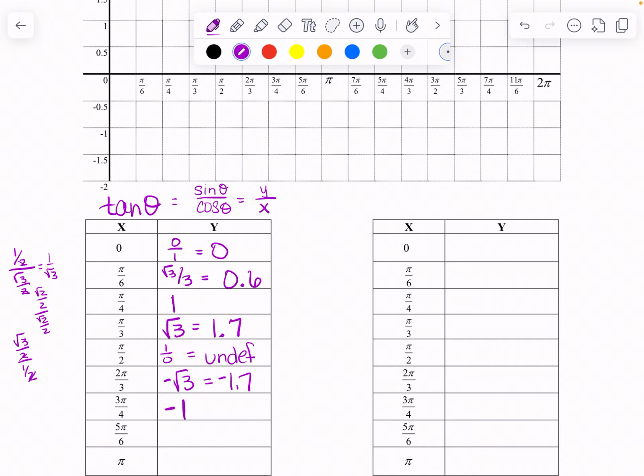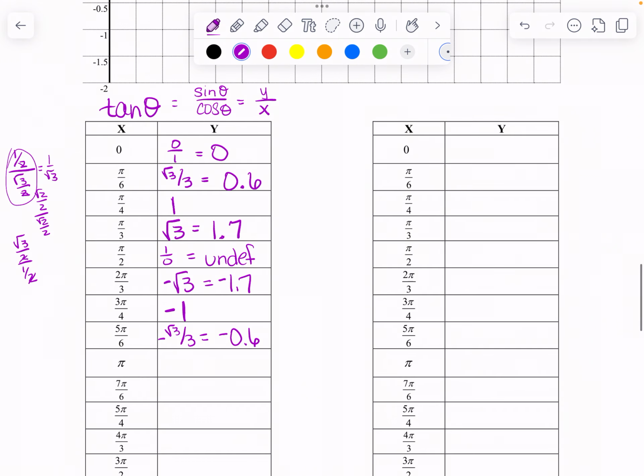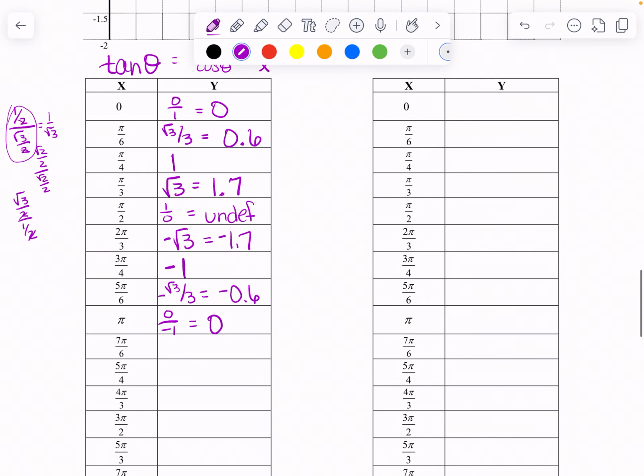Okay. 5 pi over 6 would be 1/2 over that root 3 over 2. So that's this guy again. So I get root 3 over 3 negative. So he's negative 0.6. Pi, 0 over negative 1, so 0. 7 pi over 6, that's negative 1/2 over a negative root 3 over 2. So those are both positive, so I'm going to get a root 3 over 3, so 0.6.